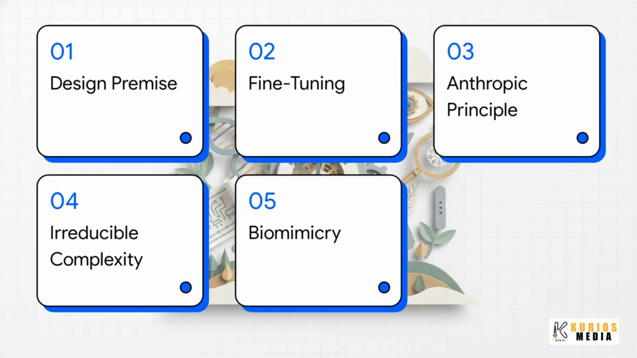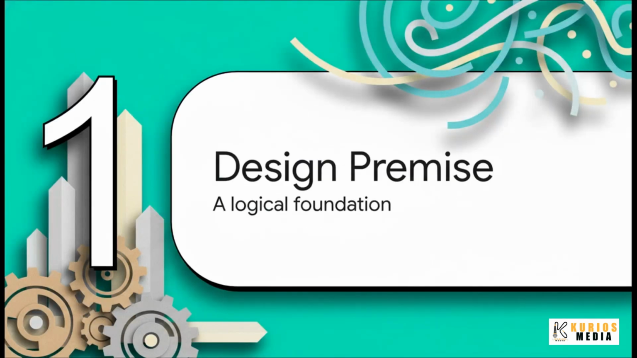So let's take a quick look at our roadmap. We'll start with the design argument premise, move into functionality and fine-tuning, hit the Anthropic Principle, explore irreducible complexity in nature, and finally wrap up with biomimicry inspired by nature. Okay, jumping right into section 1, the design argument premise.